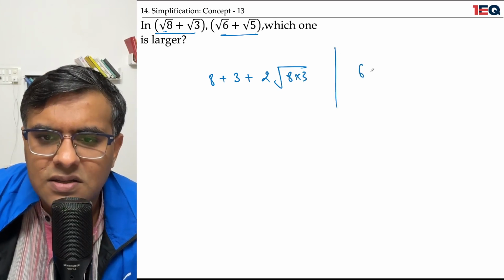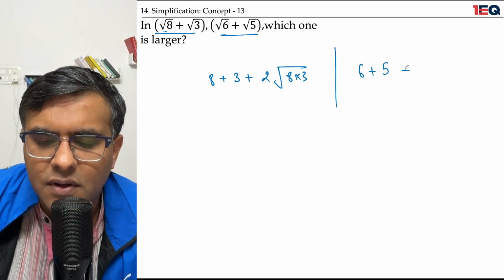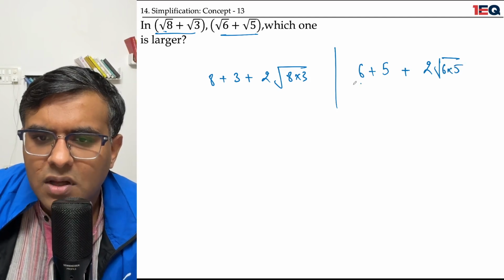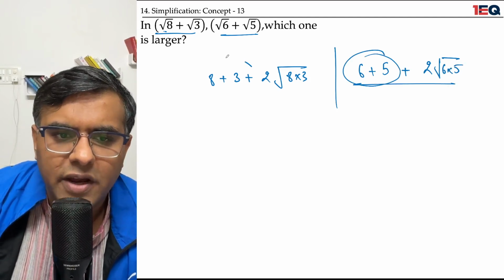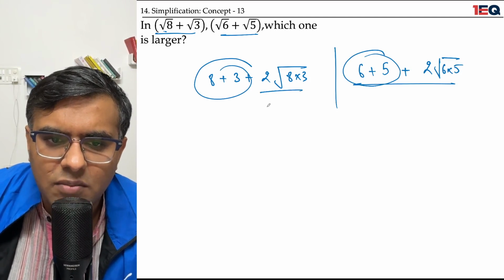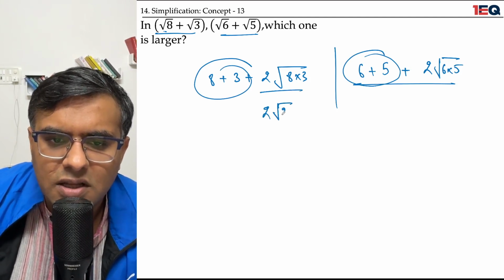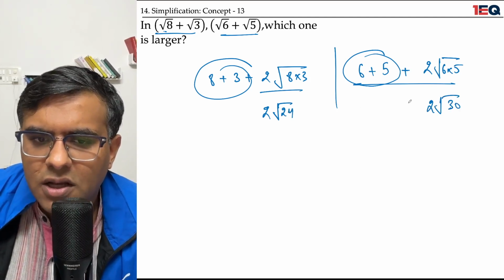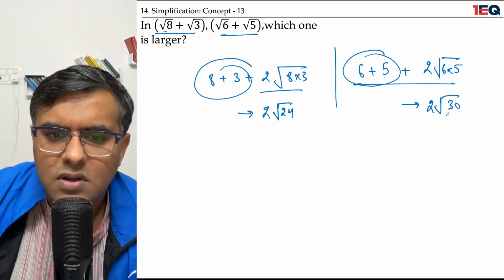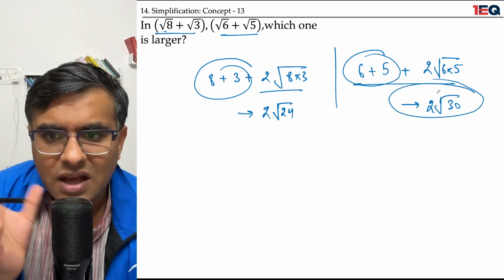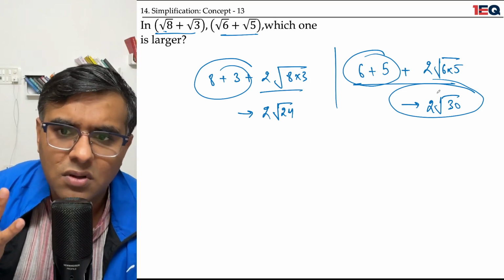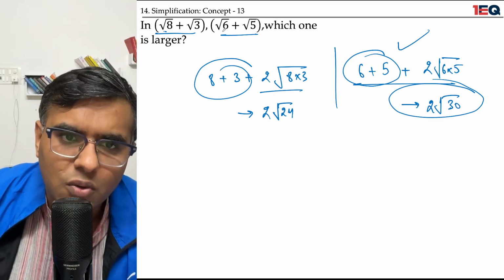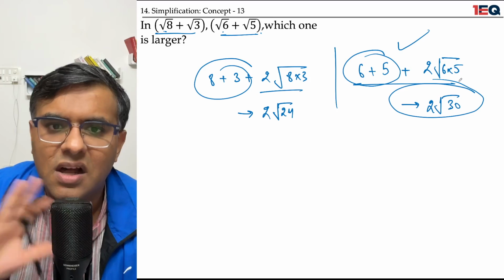I'm doing nothing, just squaring: 6 plus 5 plus 2 root 6 into 5. The sum is equal. 8 plus 3 is 11, 6 plus 5 is 11. But this is nothing but 2 root 24 and this is nothing but 2 root 30. This one has a higher value in the root. So this means this one is larger. So root 6 plus root 5 is the larger of the two.